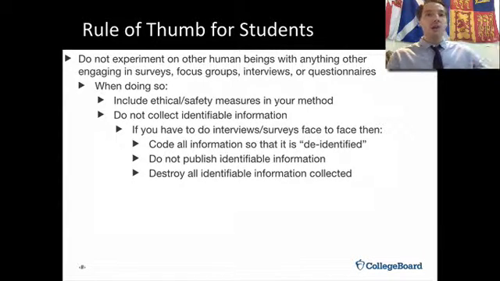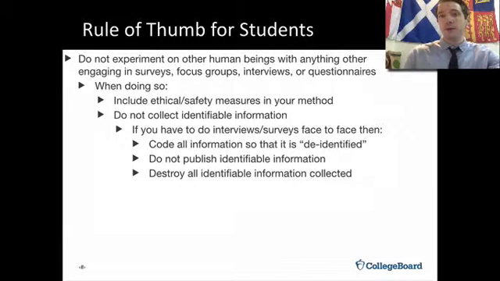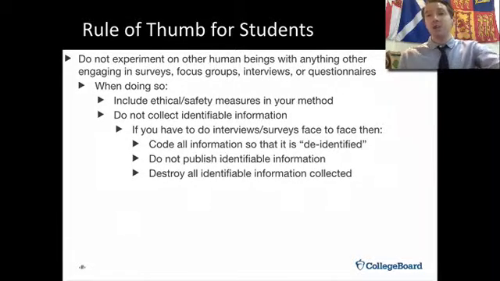If you are doing surveys face-to-face, make sure you code all the information from the people that you're getting. Never publish identifiable information, and once you're done with your research, you have to destroy all the information for specific names and descriptions of people that you collected.